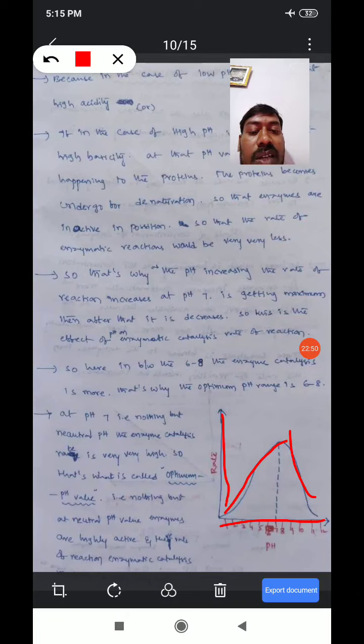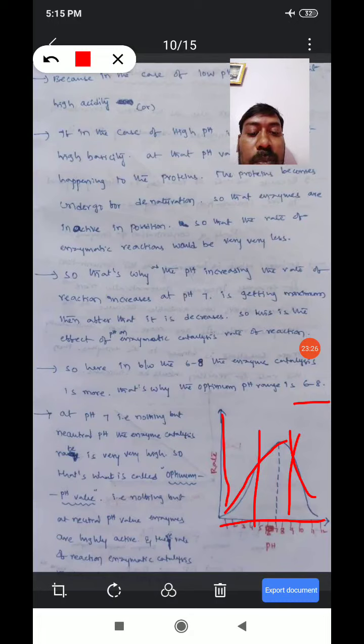So this is the effect of pH on the rate of enzymatic catalysis. Between 6 to 8, the enzyme catalysis is more. That's why the optimum pH range is 6 to 8.